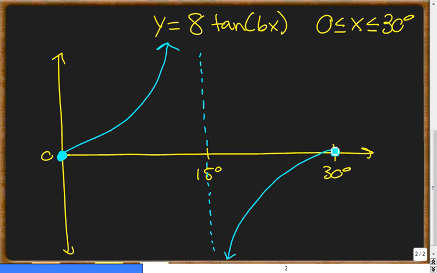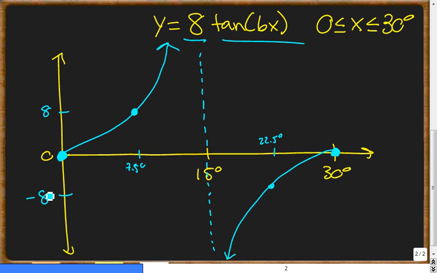Now, where does the 8 come in? Well, the 8 is going to come in in the middle, between its 0 and its vertical asymptote, which in this case would be 7.5 degrees, and 22.5 degrees. In between them, the regular value of tangent takes on a value of 1. Well, 8 times 1 is going to make 8. So we would know that this has a y value of 8. Likewise, this would be negative 8.